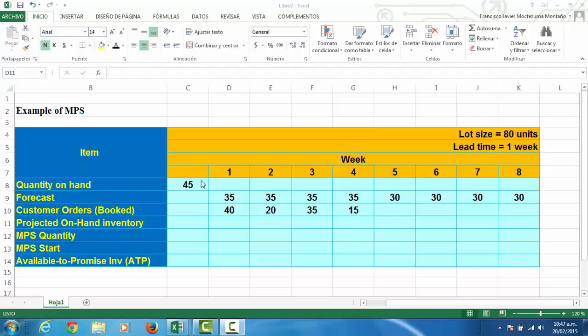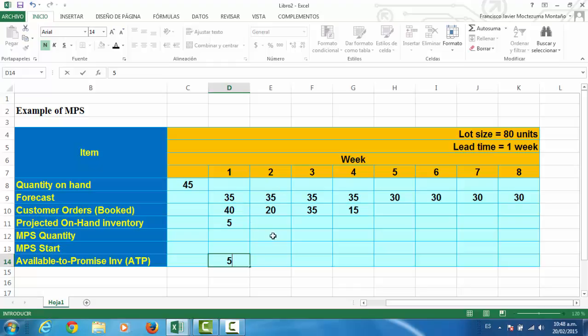For week number 1, we have an initial inventory of 45 units, and we need to supply, in this case, the maximum number between customer orders and forecast. So, in this case, we need to supply 40 units. So if we have an initial inventory of 45 units, 45 minus 40 units, we get 5 units. What about the ATP? Remember, the ATP is the quantity that we get after covering the customer orders until the next MPS quantity. In this case, we will get 5 units also.